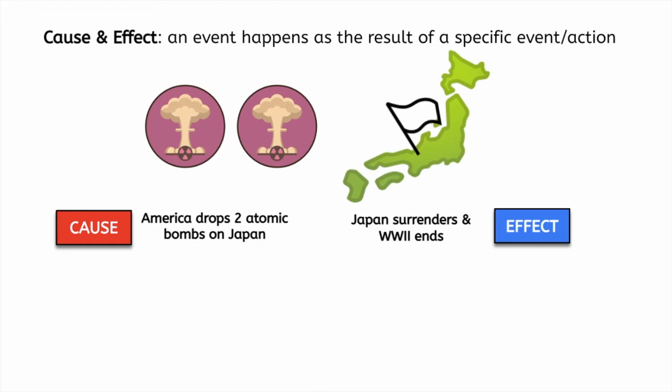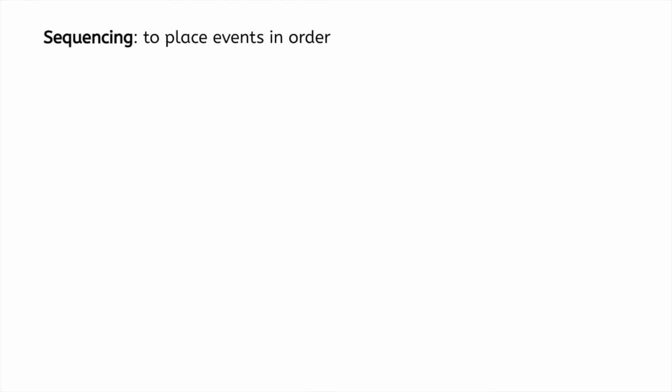Because we dropped the bombs, Japan therefore surrendered. Sequencing is placing events in order.